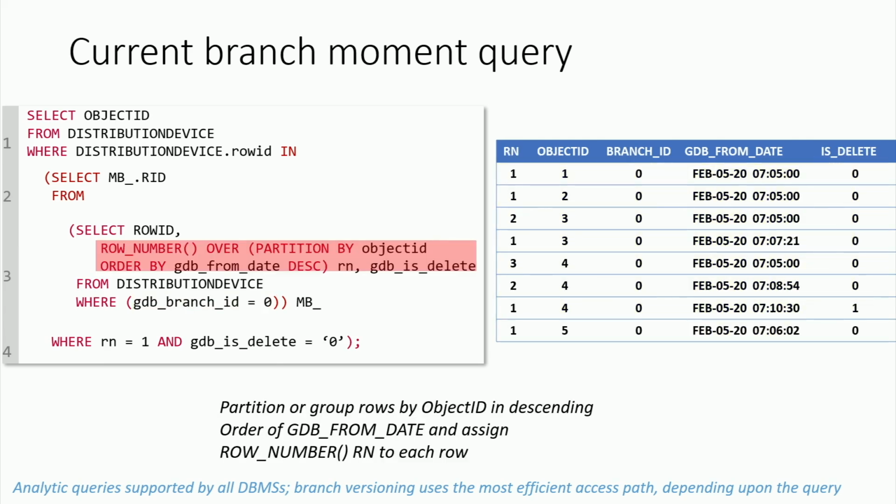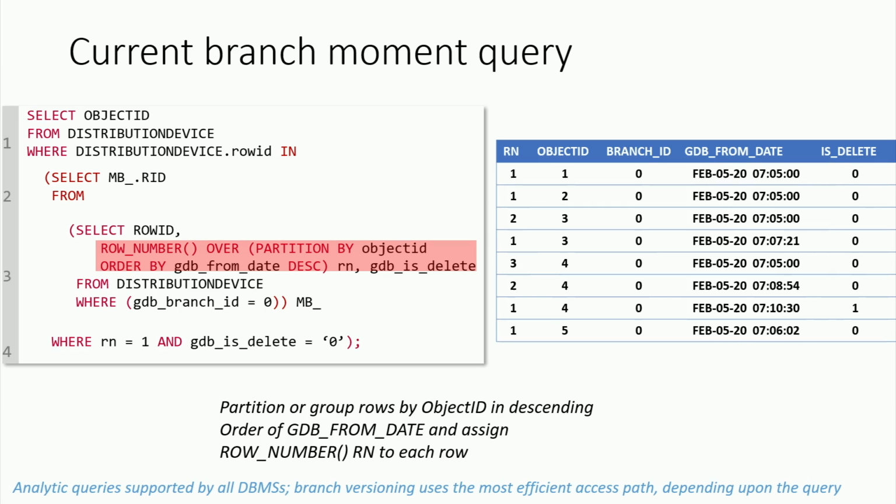The next thing we're going to do is partitioning, or that's the database term, we're grouping all the records by their object ID in descending date order. And then for each of those records, we assign a row number, column RN, to every one of those things that are grouped and put in descending order by object ID.